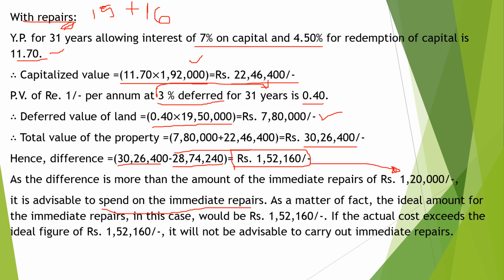As a matter of fact, the ideal amount for immediate repairs in this case would be 1,52,160. If you spend up to 1,52,160, you will get no profit, no loss. But if you spend 1,20,000 immediately, you will still get a profit, or enhancement in the value of the property, of 1,52,160.